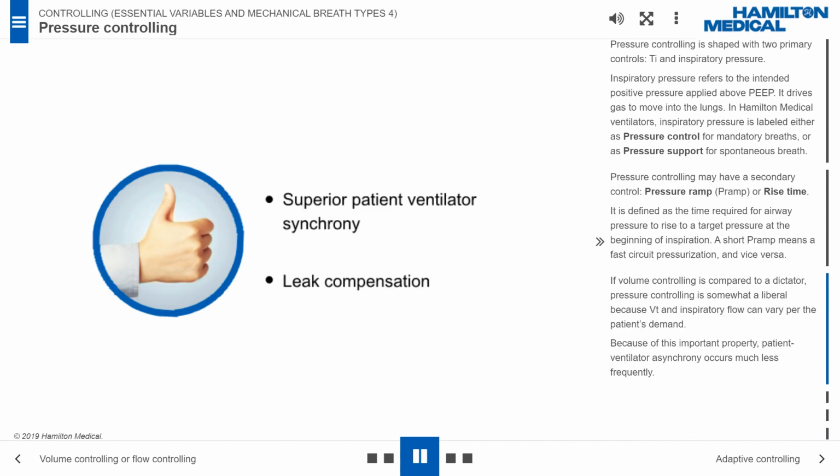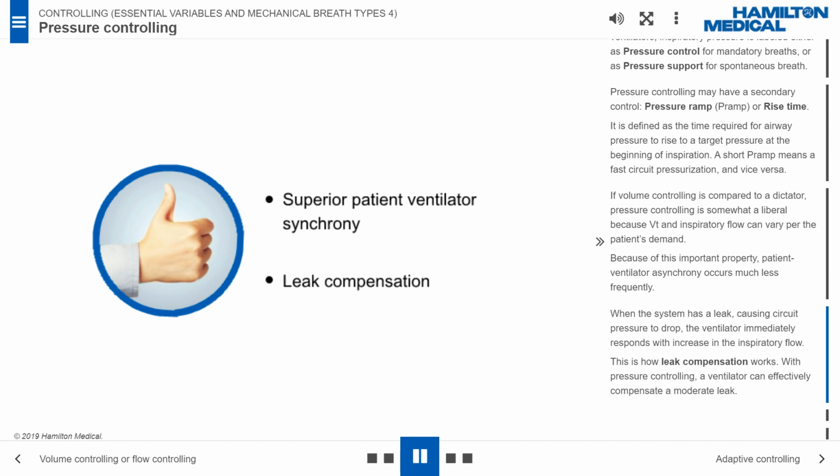If volume controlling is compared to a dictator, pressure controlling is somewhat illiberal because VT and inspiratory flow can vary per the patient's demand. Because of this important property, patient-ventilator asynchrony occurs much less frequently. When the system has a leak, causing circuit pressure to drop, the ventilator immediately responds with an increase in the inspiratory flow. This is how leak compensation works. With pressure controlling, a ventilator can effectively compensate a moderate leak.